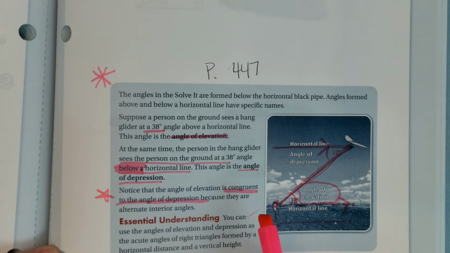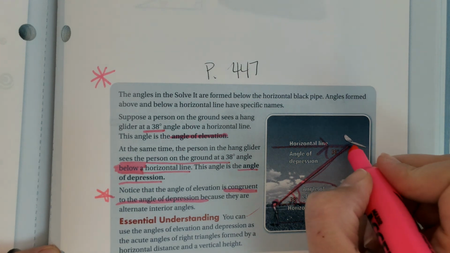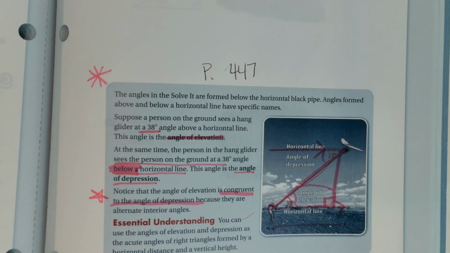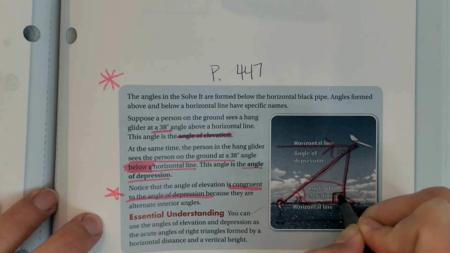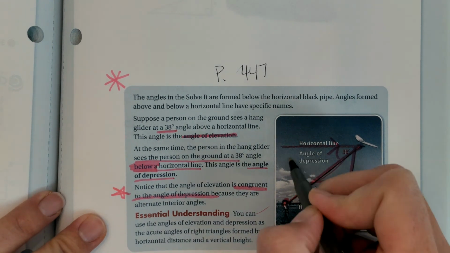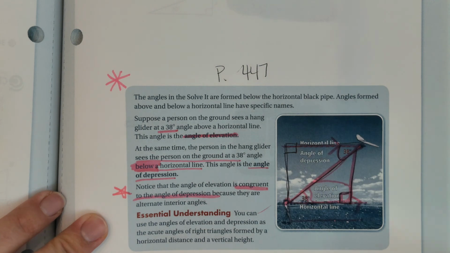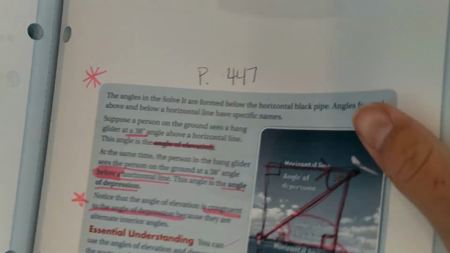Here's our essential understanding. You can use the angles of elevation and depression as the acute angles of right triangles formed by a horizontal distance and a vertical height. So if you drop straight down perpendicular to the horizontal line, it forms a right angle. And let me just make that a little darker. There is a right triangle right here. And 38 degrees would be the acute angle. Or you could look at it this way too, going straight up. Here's your angle, and then there's the right angle. So we can use a right triangle formed by the horizontal distance and the vertical height. All right, so now let's go back to the notes.